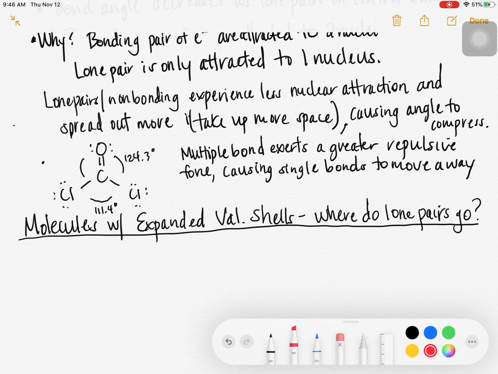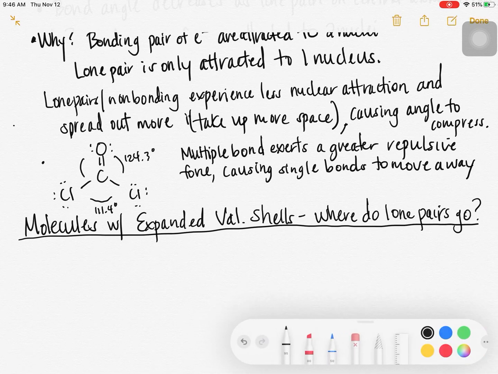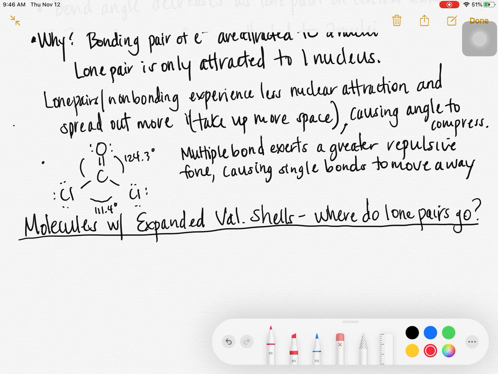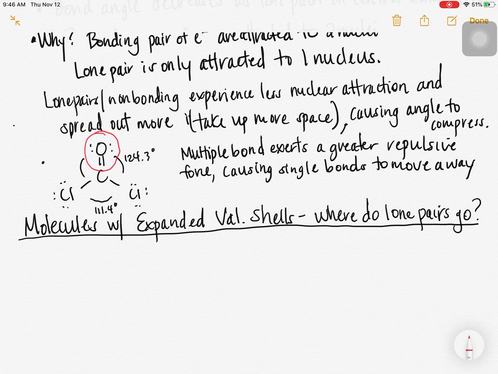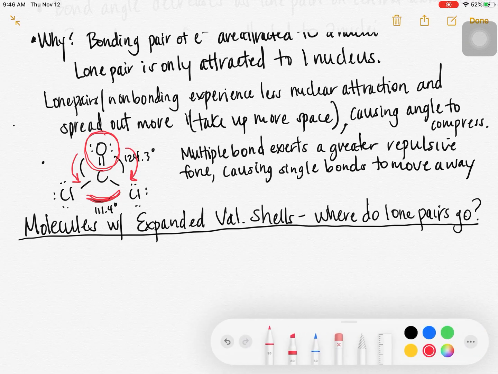Okay, so let me change my color here so I can kind of show you this. So where we think that these angles should be 120, what has happened is this whole double bond is exerting more of a repulsion than a single bond. And so what that does is it makes my single bonds kind of move away a little bit. So it's like they're almost being pushed away from that double bond just a little bit, which is going to, of course, cause this angle to get smaller because those chlorines are moving a little bit closer together. So that'll happen with a double bond. It's also going to happen with lone pairs on your central atom.